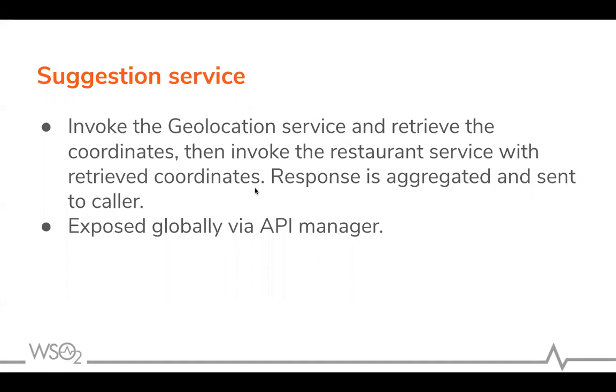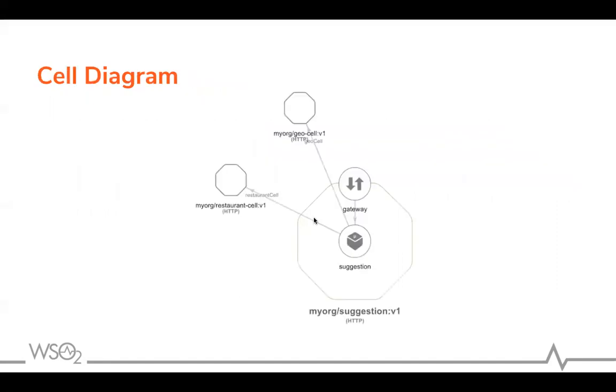And finally, the suggestion service. This one is the publicly exposed service that we are going to run. When we give it an IP address, it will call the other two services, restaurant service and geolocation service, and finally aggregate the results and send the response back to the caller. This will be exposed globally via API manager, and it will be secured using an access token.